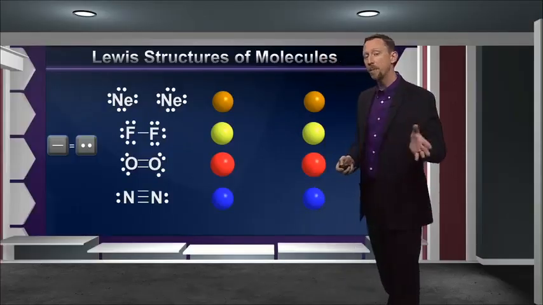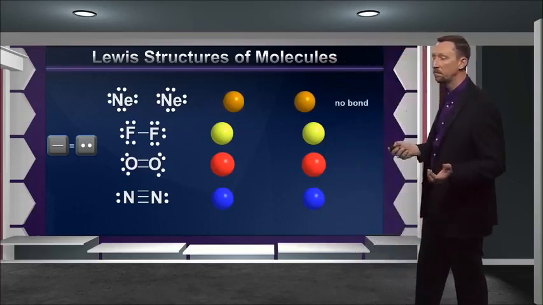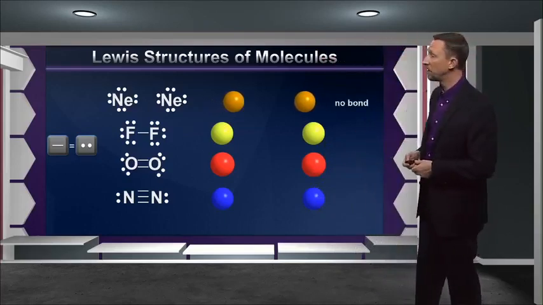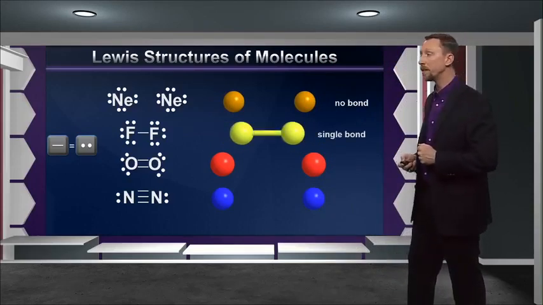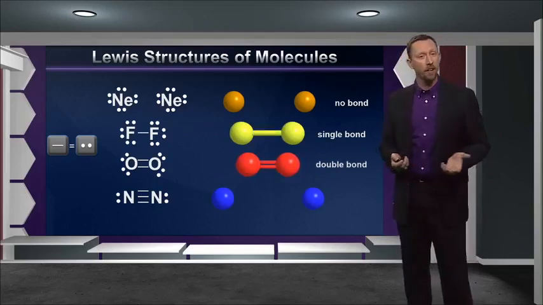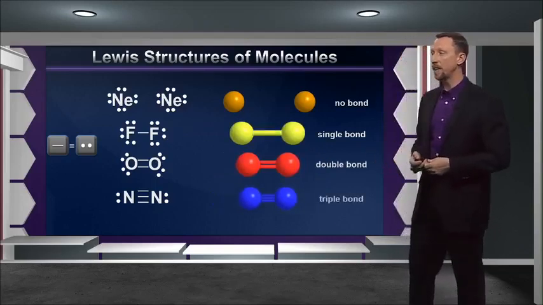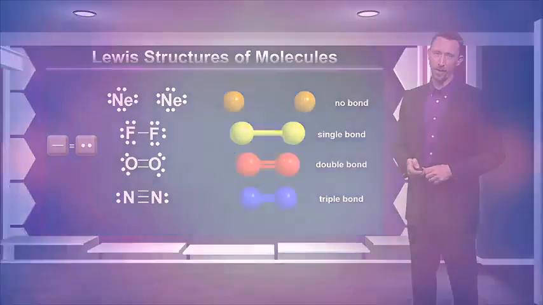And again, when we experimentally verify this, we see that neon atoms, when they come close, they don't bond at all. You put 2 fluorine atoms in proximity to one another, they'll form a single bond. 2 oxygen atoms come together to form a double bond, and sure enough, 2 nitrogen atoms also come together to form a bond, and in this case, it's a triple bond just as our Lewis structures predicted.